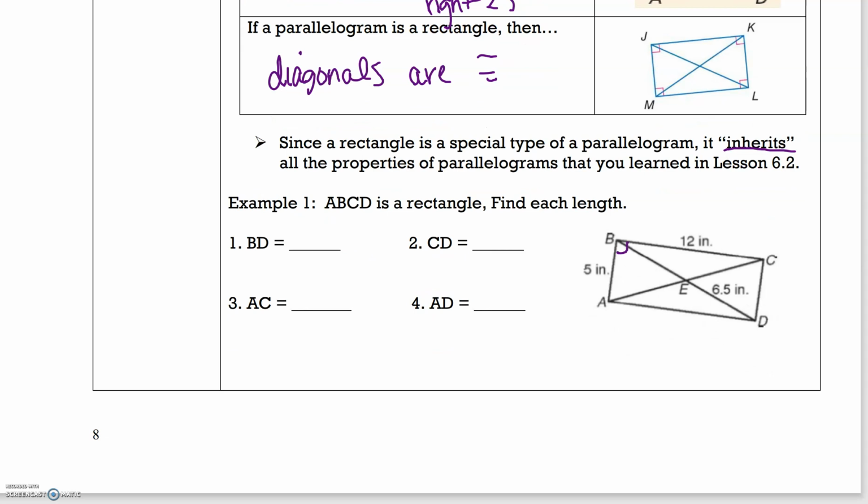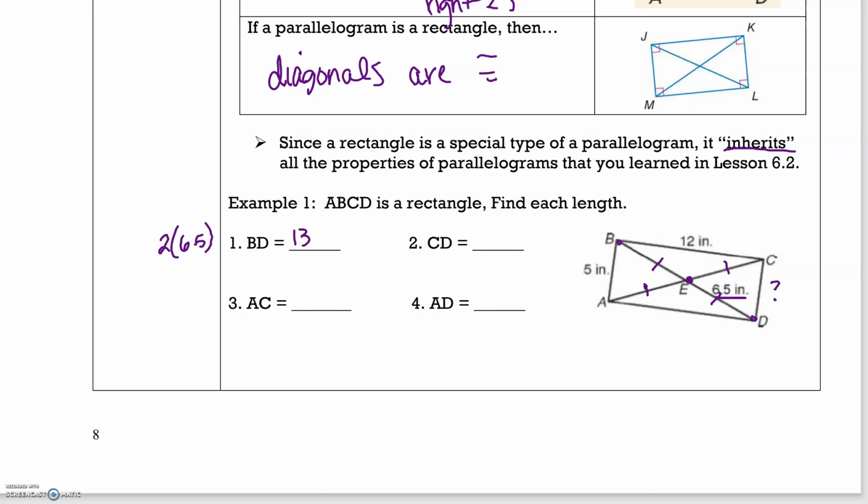So we know that these are all going to be right angles, and we know that the diagonals are going to be congruent. We also know that the diagonals bisect each other if it is a parallelogram. So if these are congruent and they bisect each other, then all these little halves here from BE to EC to AE are all going to be the same. So for BD, if I want to find the whole length and I know half is 6.5, then I'm going to double it. And I know that BD is 13.